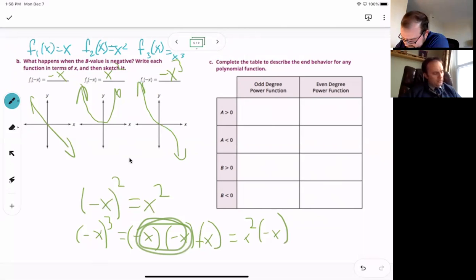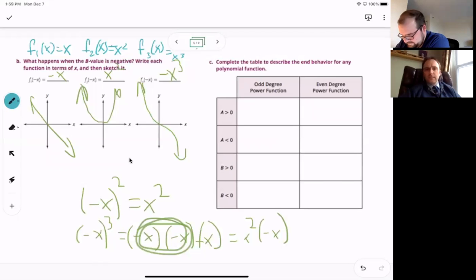Now, I don't know that they're going to notice what's going on. But I think how we're going to describe it is: an even powered one doesn't change if we change the b value. An odd powered one flips. I intentionally said flips. I didn't say what it flips over, because there is some muddying of the waters there.